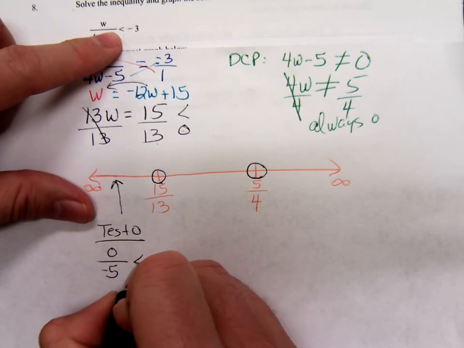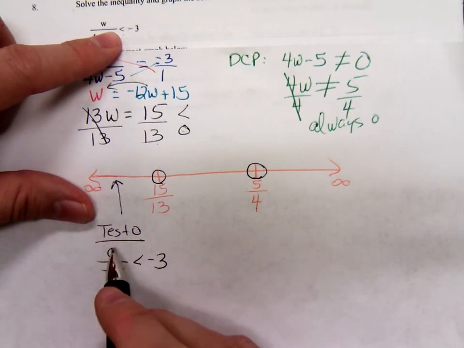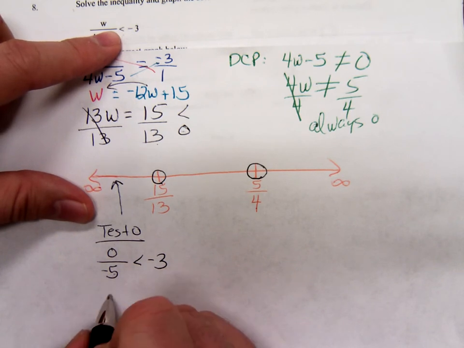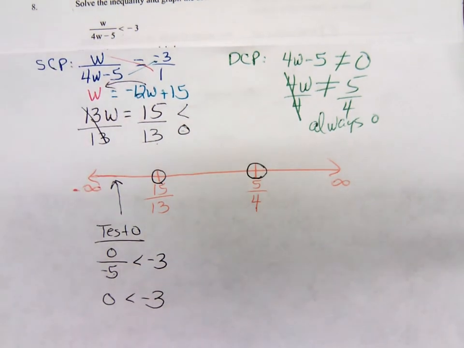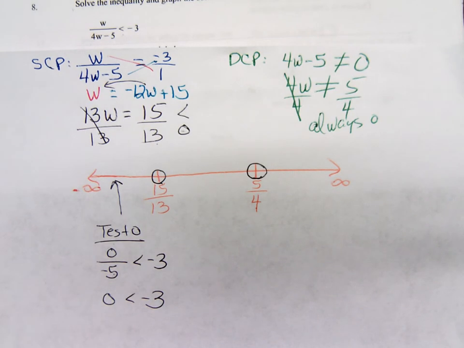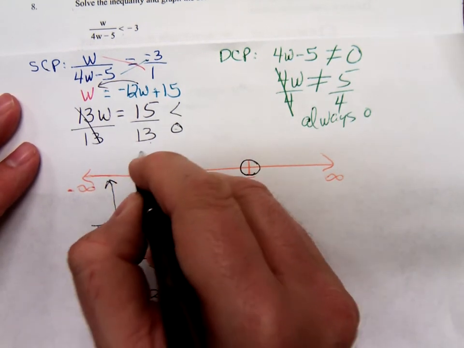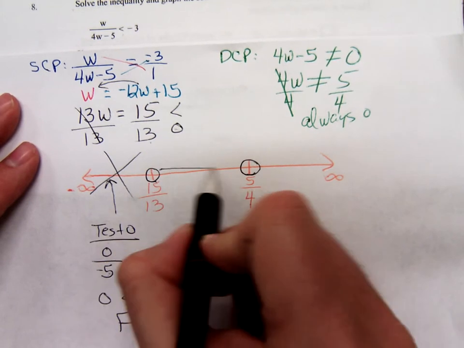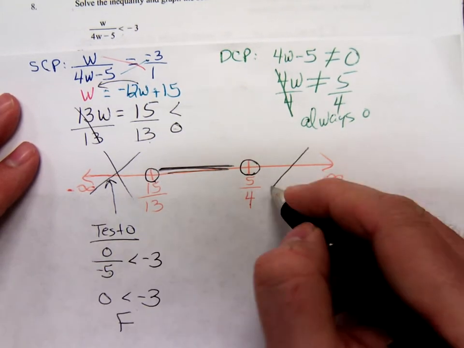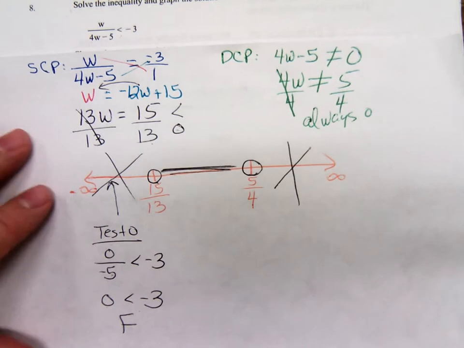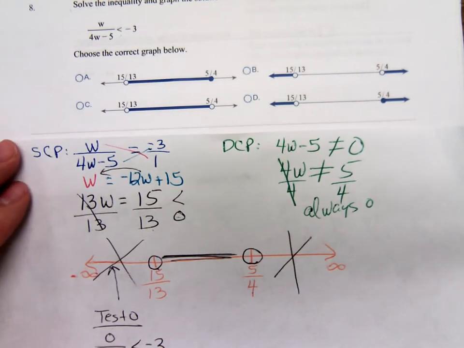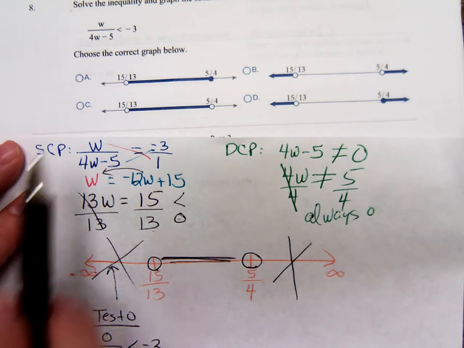Is less than negative 3. 0 divided by negative 5 is 0. Is 0 smaller than negative 3? No, I don't think so, right? 0 is bigger. You'd rather have $0 in your bank account than negative $3, okay? So this is false, true, false. So which one of these graphs am I going to choose? It's going to be C, isn't it?